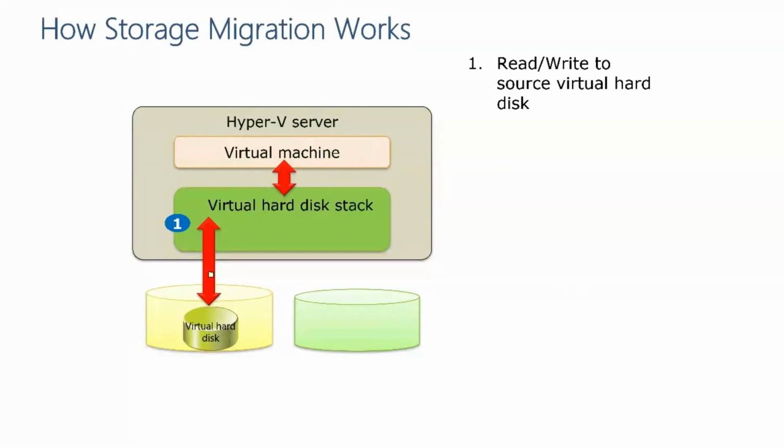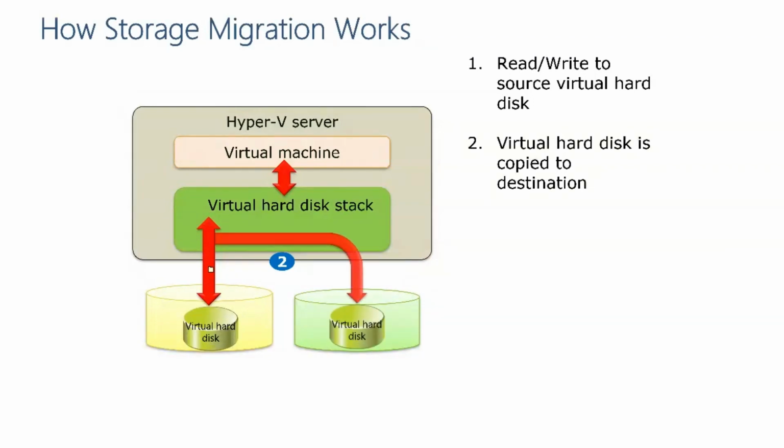So first of all, read and write to the source virtual hard disk. Then secondly, the virtual hard disk is copied to the second location. But obviously this is big, isn't it? It's a big file, the virtual hard disk files. So even though it's copied, by the time it's finished copying, it would have made changes because it's still using it, isn't it?